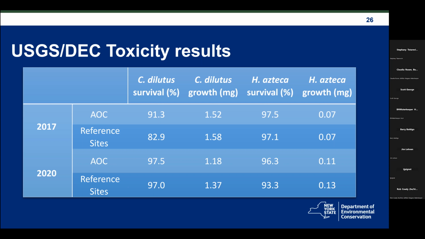And then for H. azteca, we also see the survival rates being in the high 90s. In 2020, the reference site was 93.3%, but we can see that the survival rates and the growth were high for both the AOC and reference sites. None of the 8 AOC sample sites met the criteria for toxicity.